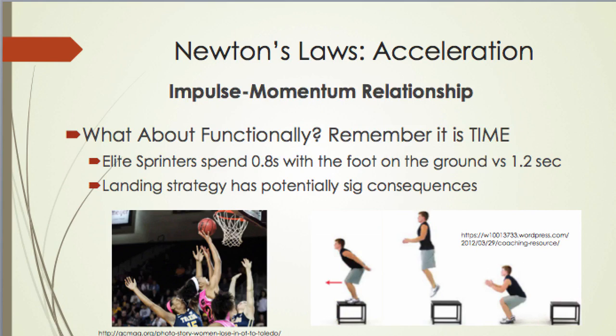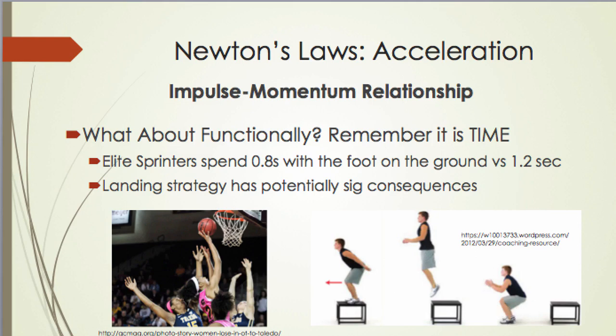What about functionally? Because it is a reflection of time, there are going to be different circumstances that call for a high or low impulse. So in our two examples here, we have a woman putting back a rebound. Somebody shot the ball from her team, missed the shot. This woman in pink grabbed the ball and is putting it back up for a score. This gentleman over here jumped up on the box, presumably, or stepped, and then jumped off the box and lands.